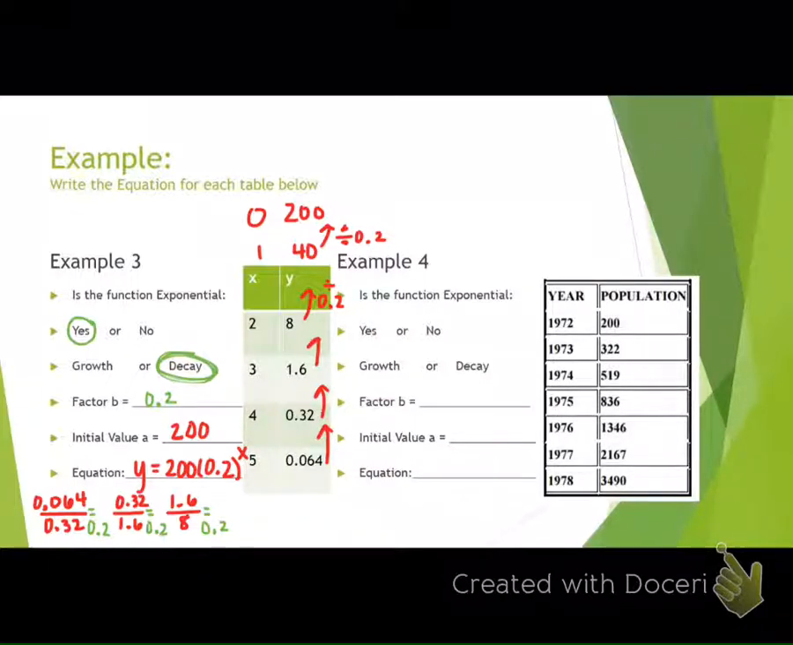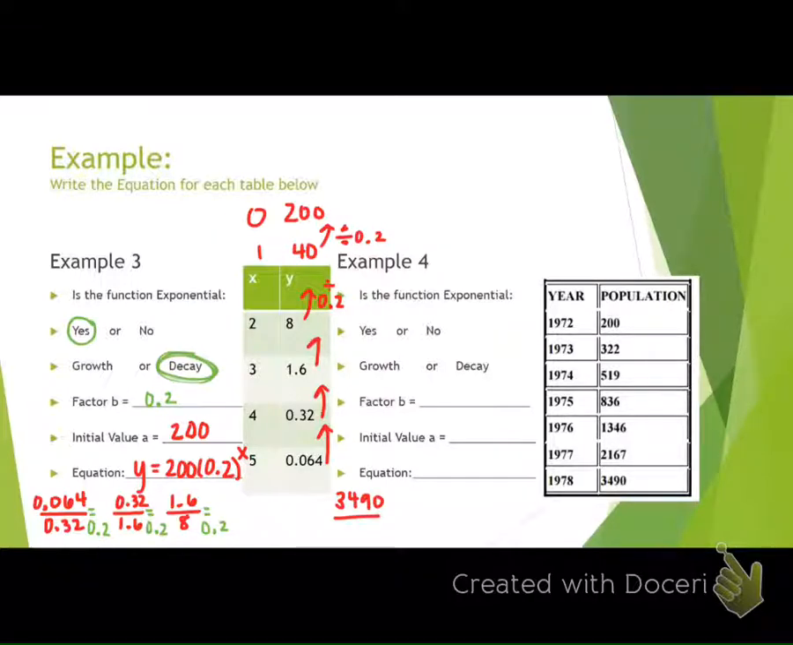All right. So this one has an actual context to it. So it's the year and the population. So you'll do the division. So RC, do the first division. Tell me what 3,490 is divided by 2,167.